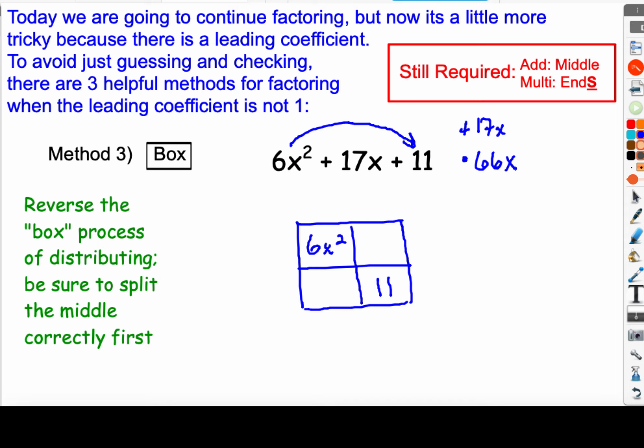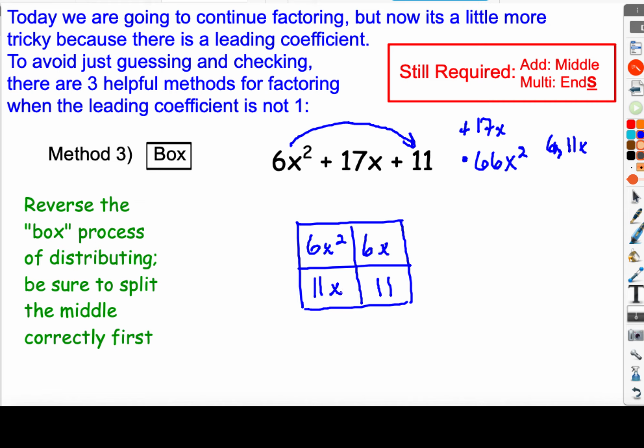Again, feel free to pause the video if you want to guess and check those numbers out. We'll guess and check those numbers. But I'll tell you right now, spoiler alert, I'm thinking 6 and 11 sound pretty good. Don't they multiply to 66 and add to 17? So we're going to want a 6x and an 11x, and let's put those in the box down here.